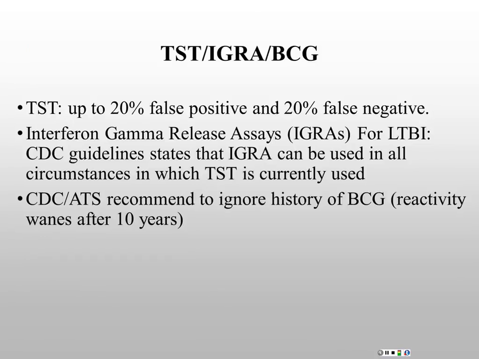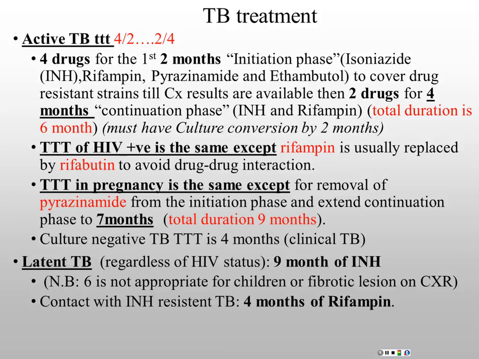So if you have a patient who tells you, oh, I have a positive test because I got the BCG vaccine, probably it's not because of that, because it wanes after 10 years. The purpose of the BCG vaccine in endemic areas is to decrease the incidence of TB meningitis in pediatrics, and usually the effect of the BCG vaccine will wane off by almost 10 years. So disregard the history of BCG when interpreting tuberculin test results.